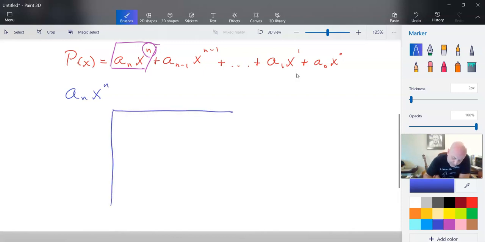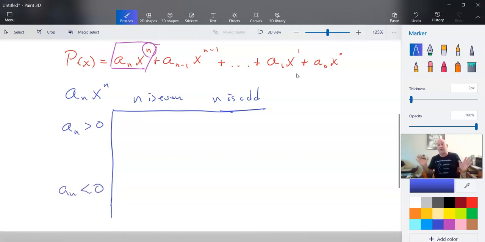Okay, so let's do it this way. We'll do n is even and n is odd. I'm just going to put this together in a little table so we can see what's going on. A_n is positive or A_n is negative. And so again, we're only caring about what the ends do. We're not caring about how much the middle wiggles.